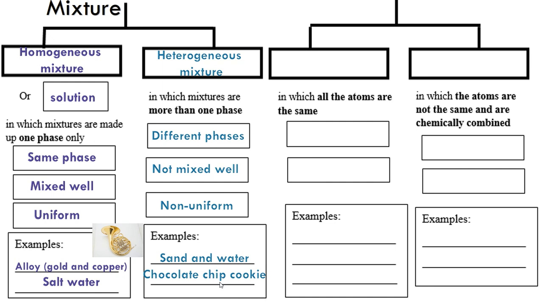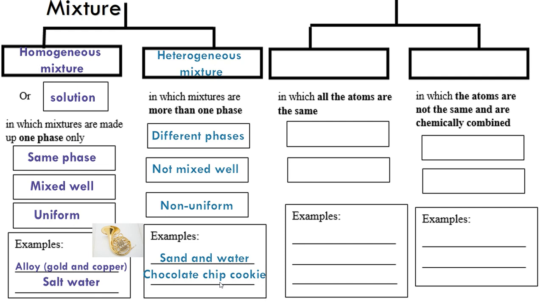You have lots of things mixed into that, but if you take a look at it, it looks all the same. If you pour yourself your small dose of mouthwash to use and compare it to the original container, it looks uniform. So the three things that we look for in a homogeneous mixture is that it's the same phase and it's uniform, meaning that it's mixed well.